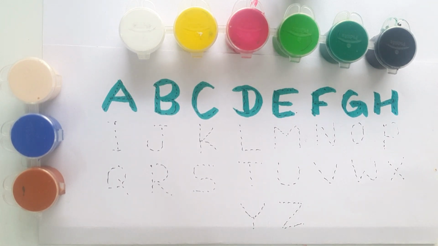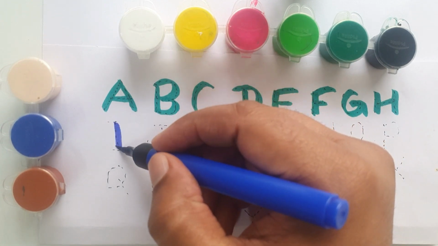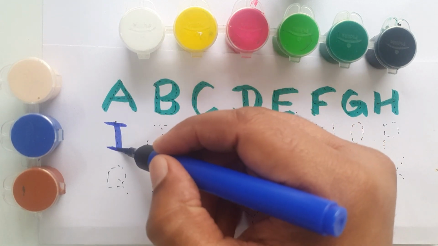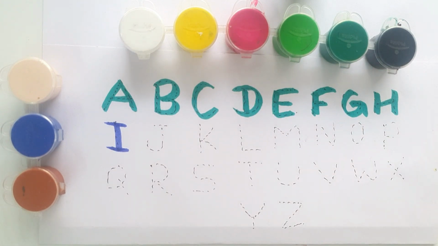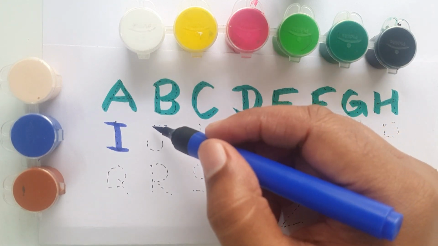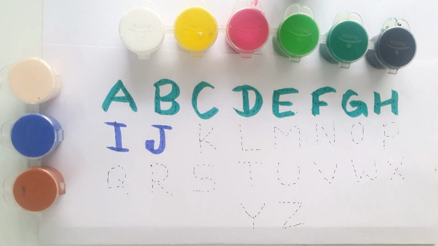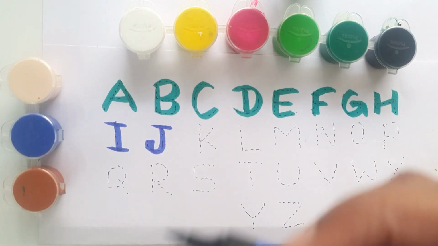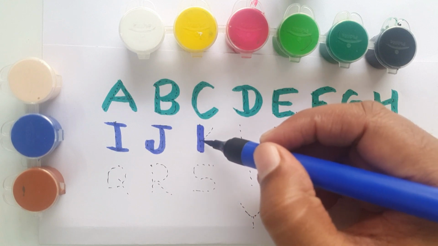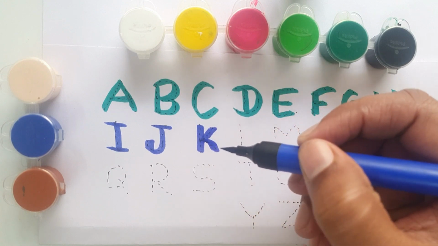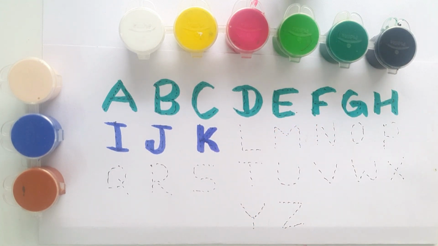H. H for hut. I. I for ice cream. J. J for jug. It's K. K for kettle.